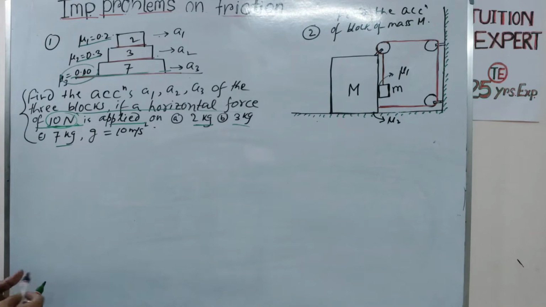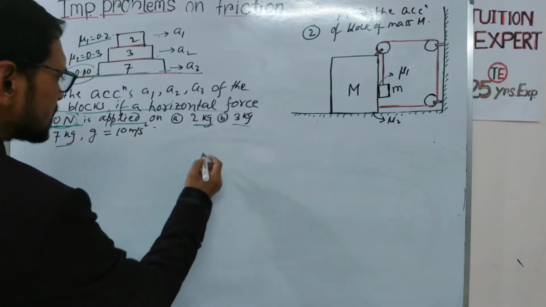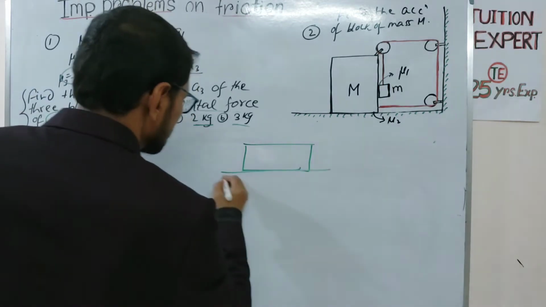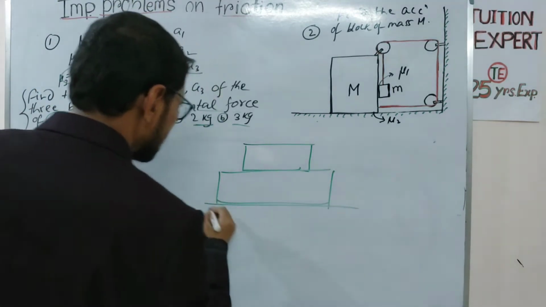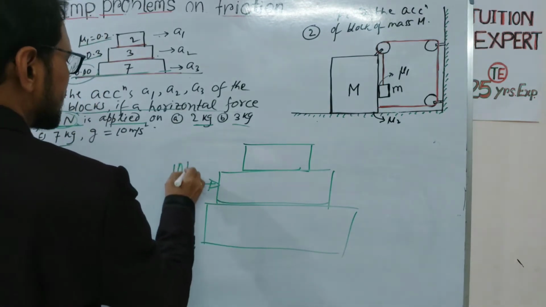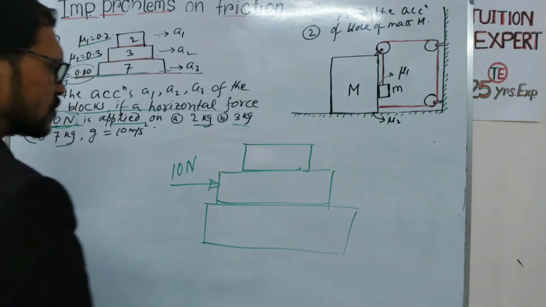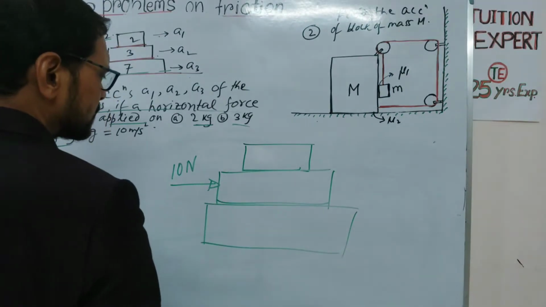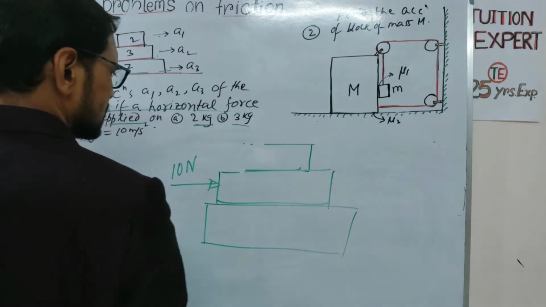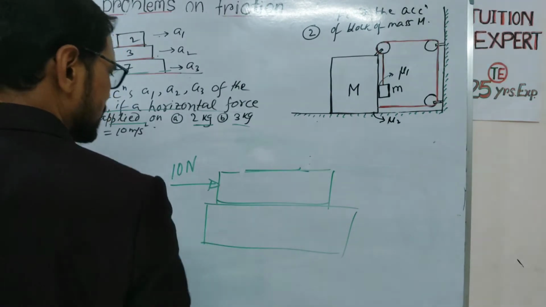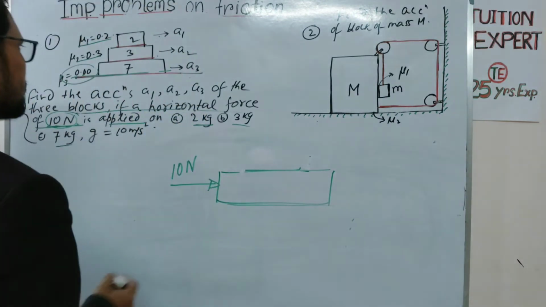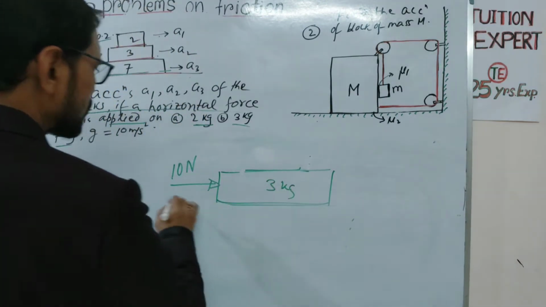Consider the second case when 10 Newton force acts on the 3 kg block. Now draw the free body diagram. Here 2 Newton, 3 and 7. Now 10 Newton force acts on this block. So if we draw the free body diagram, then the 10 Newton force acts on the 3 kg.